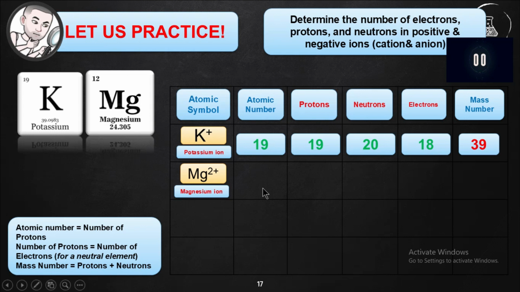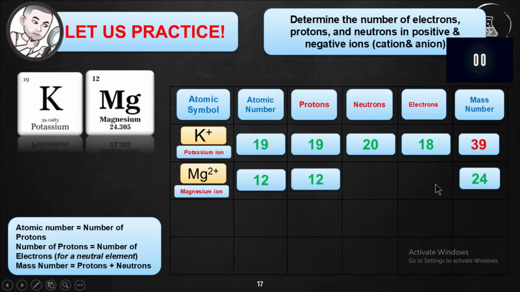Let us identify the atomic number. Number 12. Protons is 12 also, same with atomic number. Mass number is 24. Yung neutron is i-minus na si mass number, 24. Kaya atomic number 12. So, ang sagot ay 12.